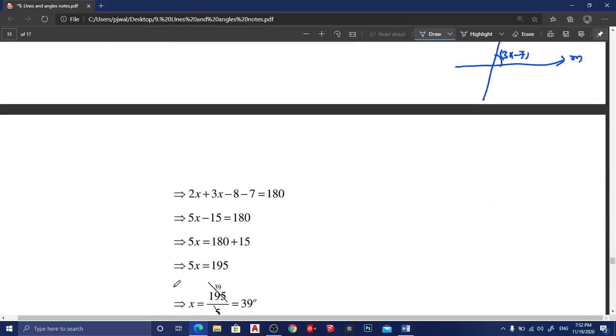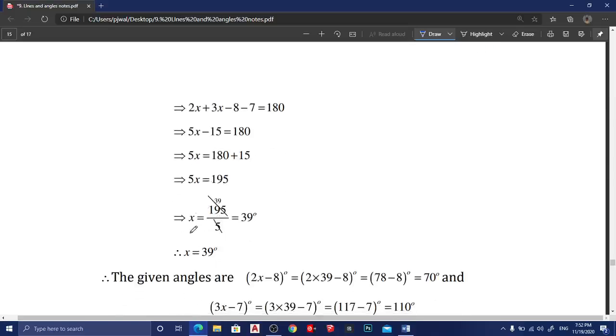So this is the next step: 5x minus 15 is equal to 180. So send this minus 15 to this side, plus 15. So 195. Now x is equal to 195 by 5. We will get 39 degrees. So x is equal to 39 degrees.